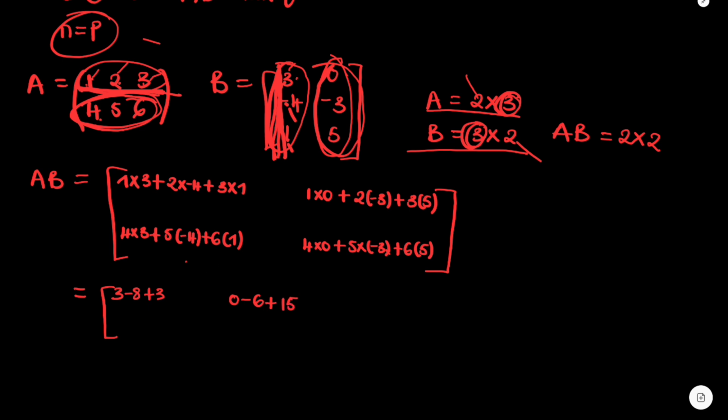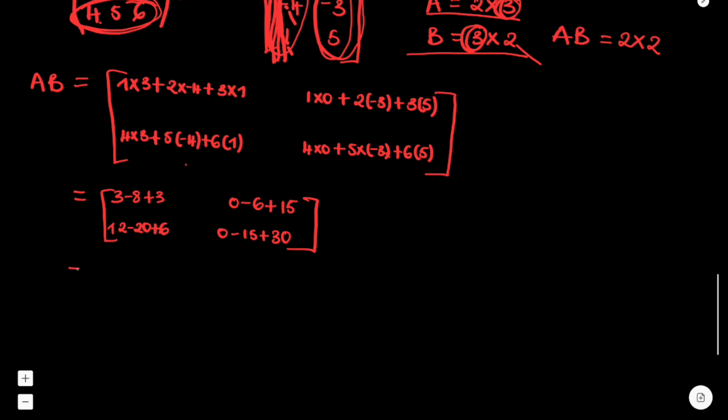Now we'll go to this case. 4 times 3 is 12, plus 5 times -4, that is just -20, and then plus 6 times 1, which is 6. Now we go here. 4 times 0 is 0, 5 times -3 is -15, so we just write it. And then 6 times 5 is 30. So that is what we have. Now we simplify it further.